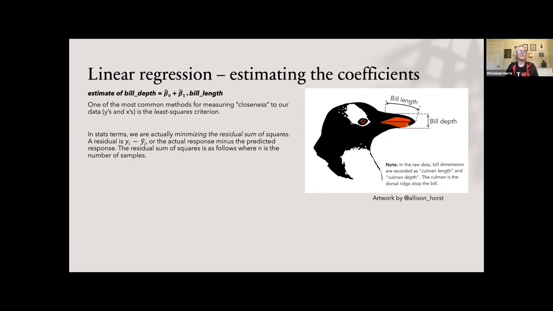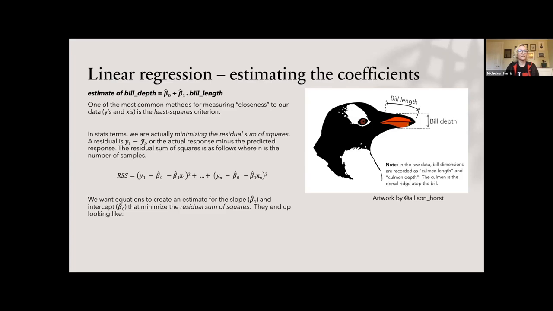So if we sum the squares of all of those over a number of samples, we get the residual sum of squares, which looks like this if we plug in our equation for the response variable. So including our estimate for beta zero and our estimate for coefficient beta one. So we want some equations that will give us those estimates and minimize that RSS, the residual sum of squares. And they end up looking like this.